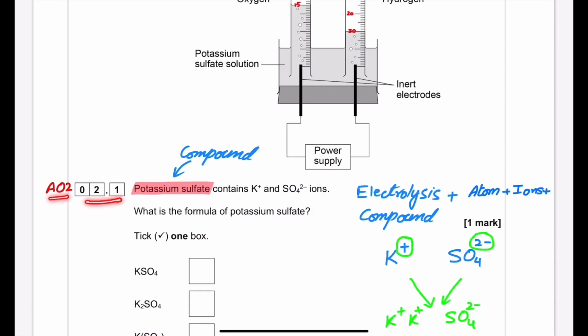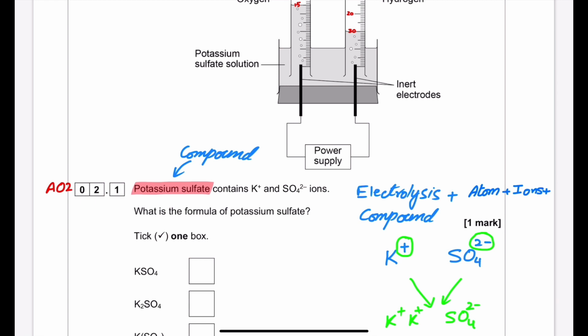2.1 is an AO2 question, and this question is from atoms, ions, compounds, and the electrolysis process. Potassium sulfate contains potassium ion K+ and sulfate ion SO4 2-. What is the formula of potassium sulfate? Potassium sulfate is a compound, and compounds are neutral. They don't carry any charge. Potassium ion is carrying plus 1 charge. Sulfate ion is carrying 2 minus charge.